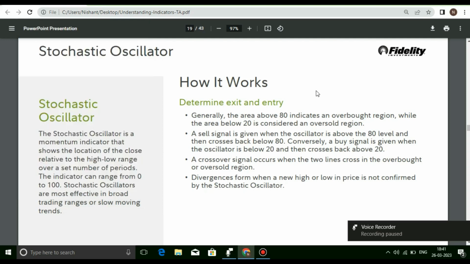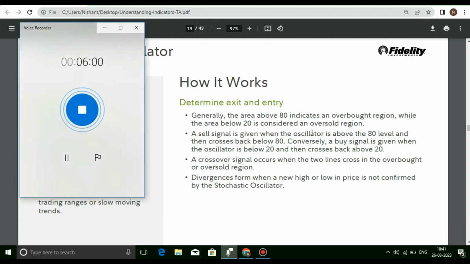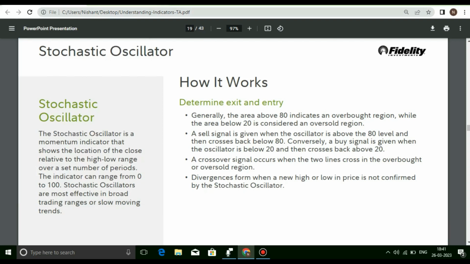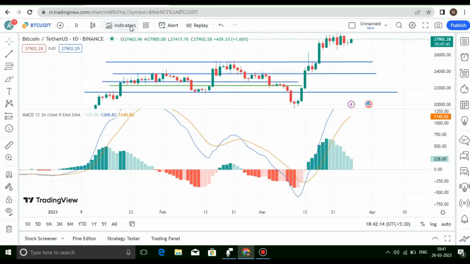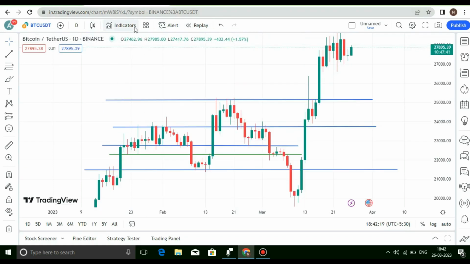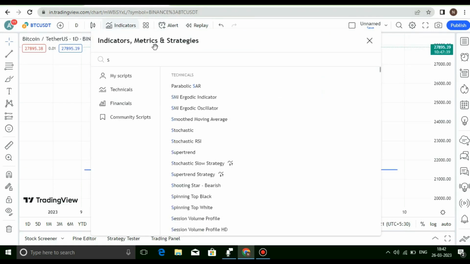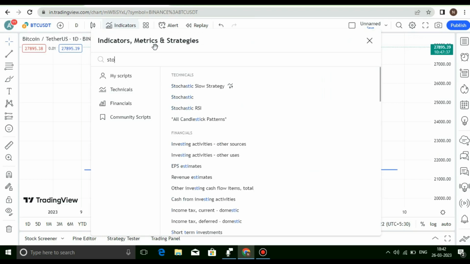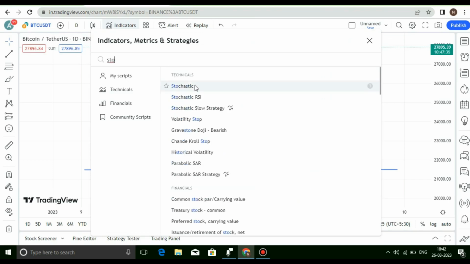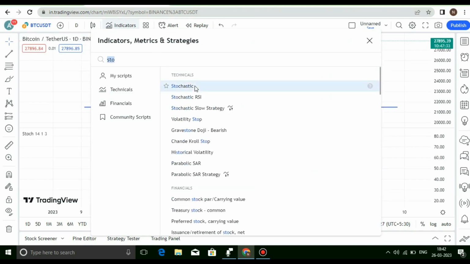So let's go check it out. Stochastic oscillator, in the indicator tab you can check out stochastic oscillator. Just search for stochastic. Look, here is stochastic. Apply that, click on that, and here we have it. This is the stochastic oscillator, guys.